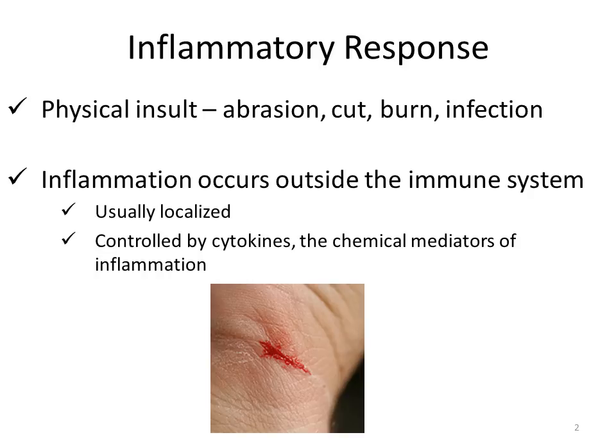By changing the permeability, what I'm saying is normally a capillary does not let white blood cells and plasma protein leave the vascular space. But when I have inflammation, I need white blood cells and I need plasma protein.